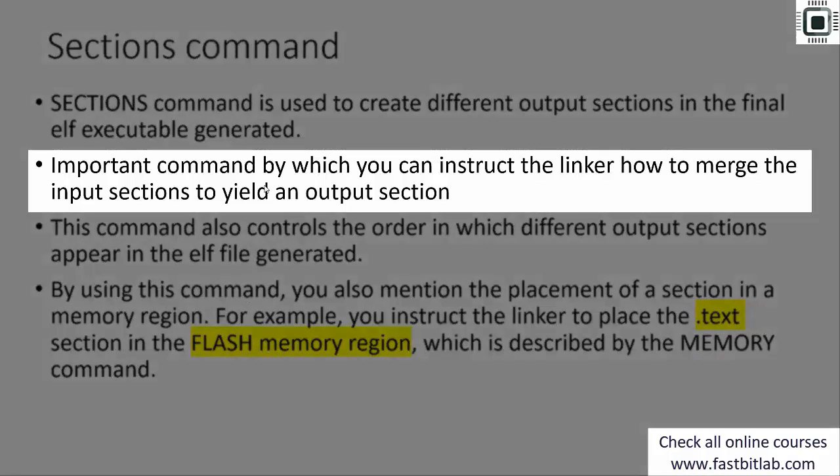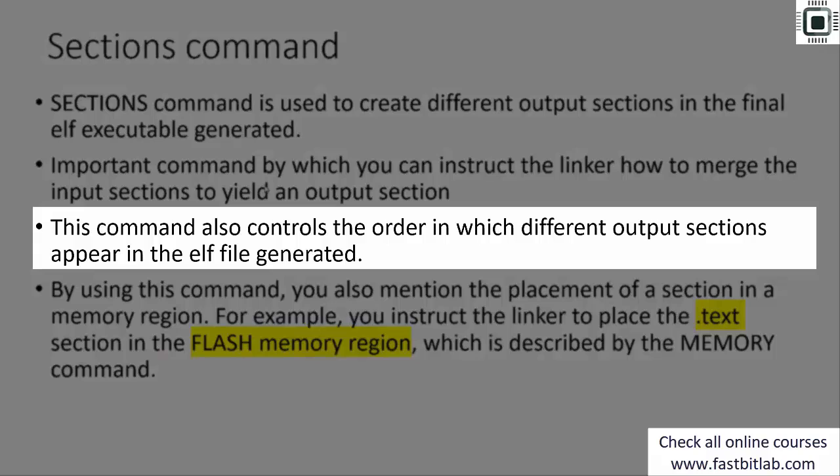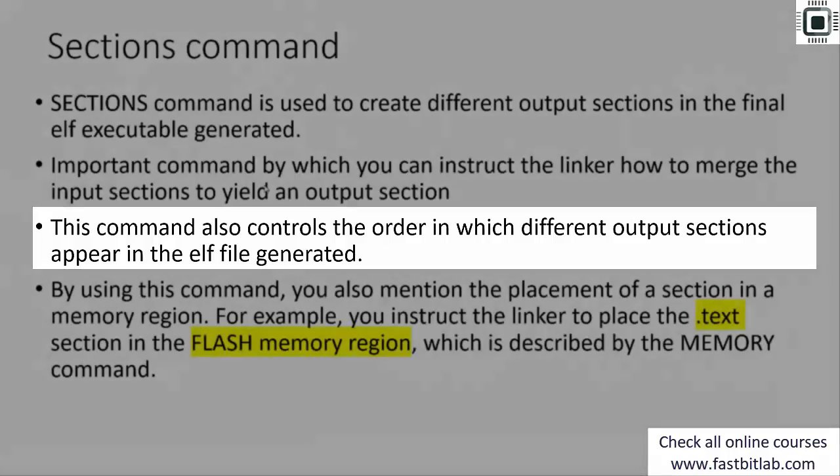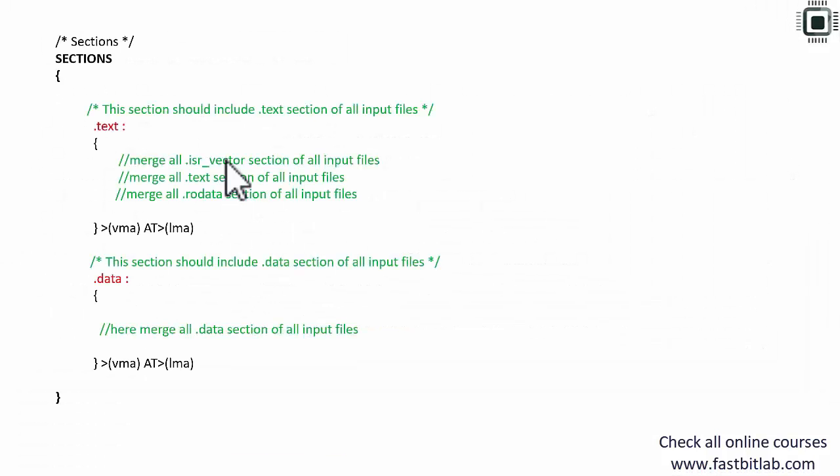This is an important command by which you can instruct the linker how to merge the input sections to yield an output section. This command also controls the order in which different output sections appear in the final ELF file generated. By using this command, you also mention the placement of a section in a memory region. For example, you can instruct the linker to place the .text section in the flash memory region, which is described by the memory command. Let's see one example of how to use the sections command.